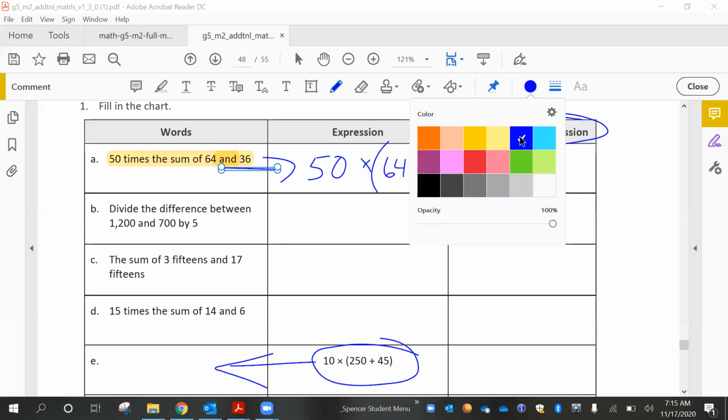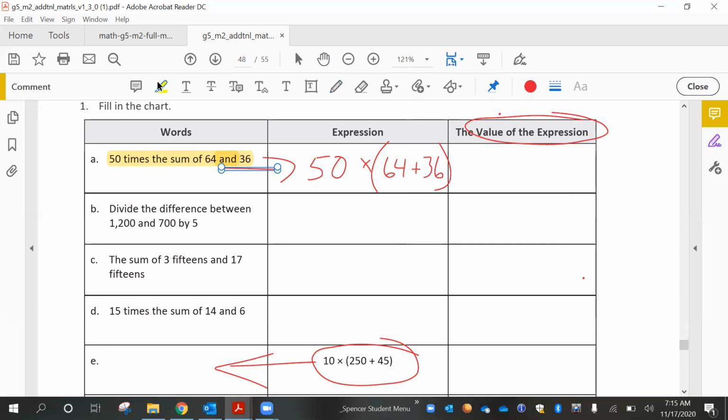Remember, we do whatever's in the parentheses first. So let me change my color. Whoops, that changes the whole writing. I'm not used to these tools, guys, so I apologize. So we're first going to look at 64 plus 36 because we do what's in the parentheses. Well, the 6 ones plus the 4 ones is 10. So basically it's 70 plus 30. So that's 100. So it's 50 times 100. So that should give us 5,000.